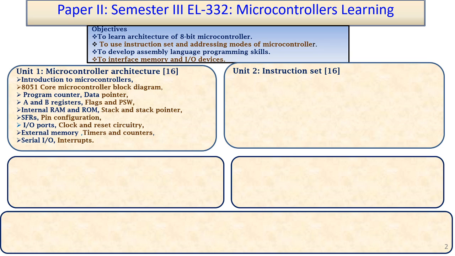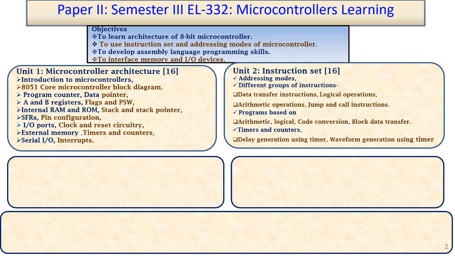Introduction to microcontrollers, 8051 core microcontroller block diagram, program counter register, data pointer register, A register, B register, flags, PSW, internal random access memory, read only memory, stack pointer, special function register, pin diagram, input output ports, clock and reset circuitry, external memory, timers and counters, serial input output and interrupts. So these are the topics we have to discuss in unit number 1.